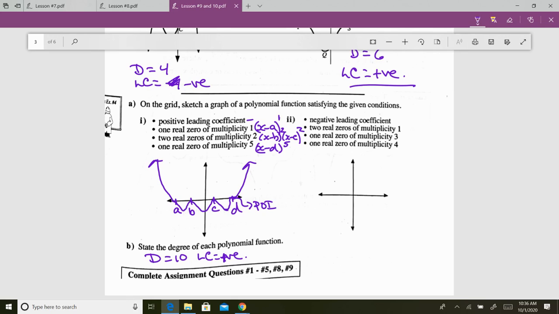Okay? All right, last one. Negative leading coefficient. So LC is negative. Two real zeros of multiplicity 1. So we can just say that's x minus a and x minus b. One real zero of multiplicity 3. That means we have an x minus c to the multiplicity of 3 and one of a multiplicity of 4. What's my degree? Add up the multiplicities. 4, 3, 1, 1, 9.